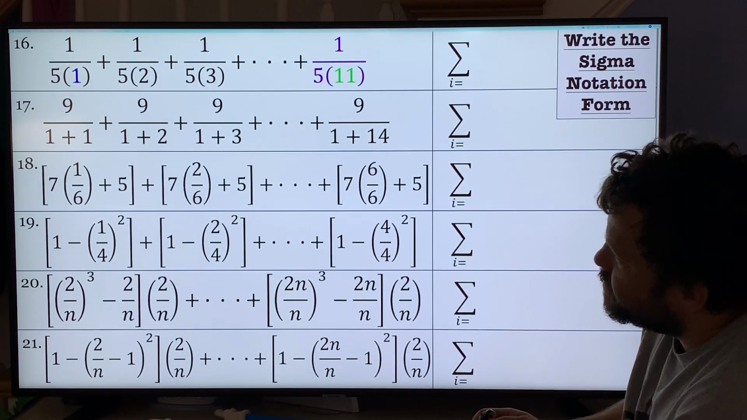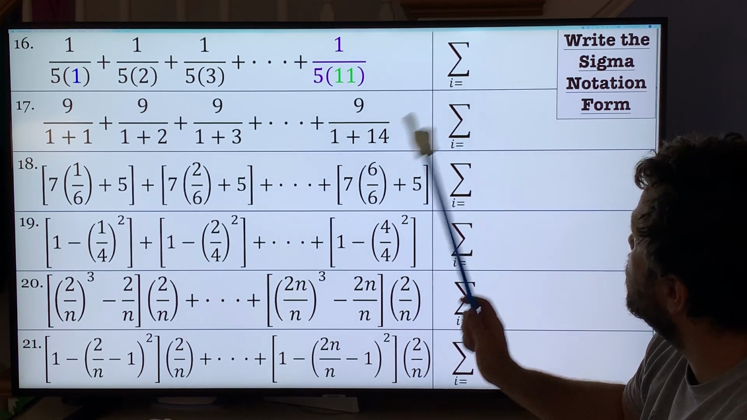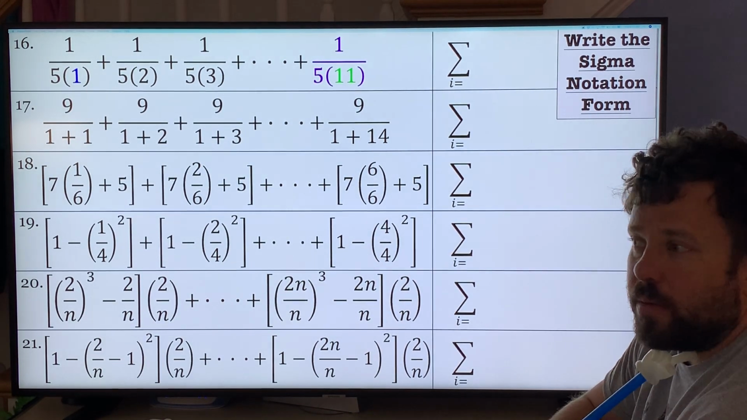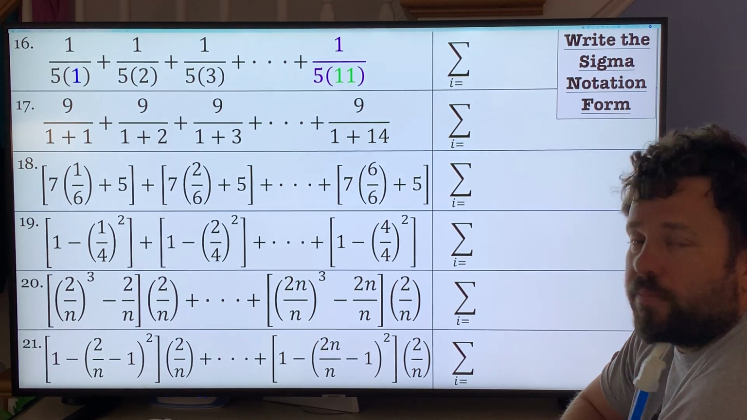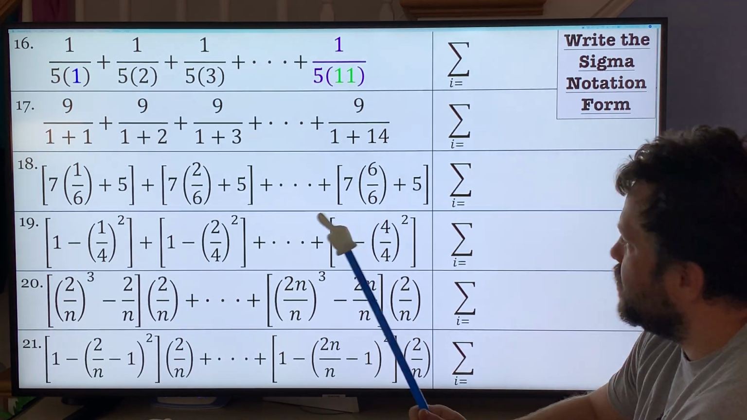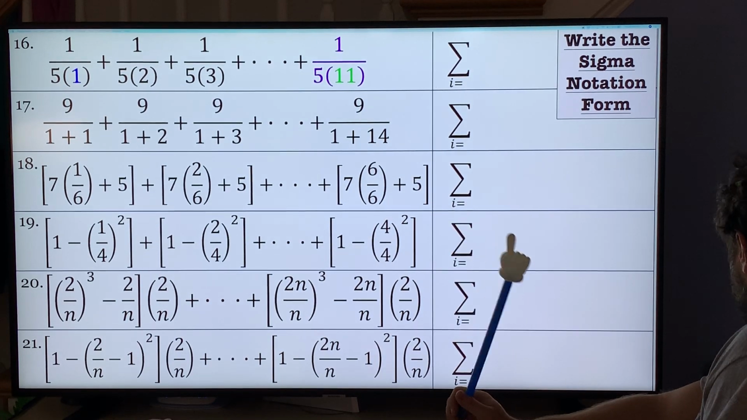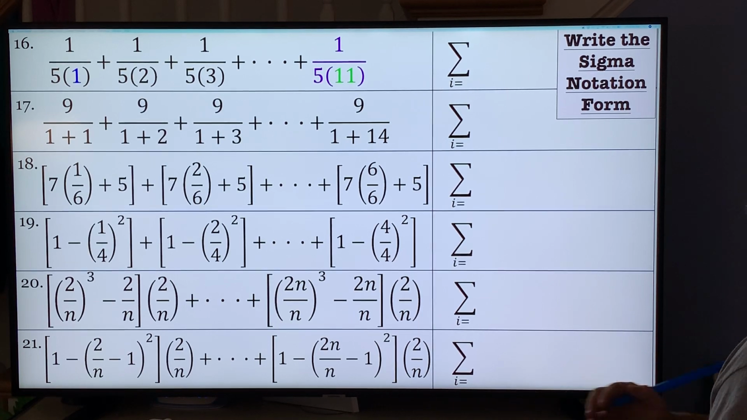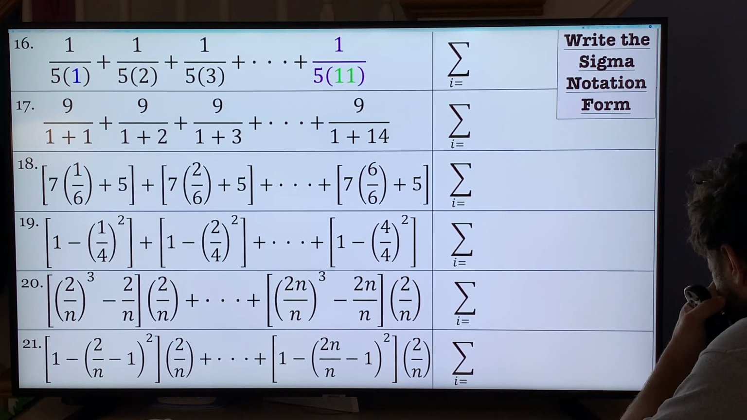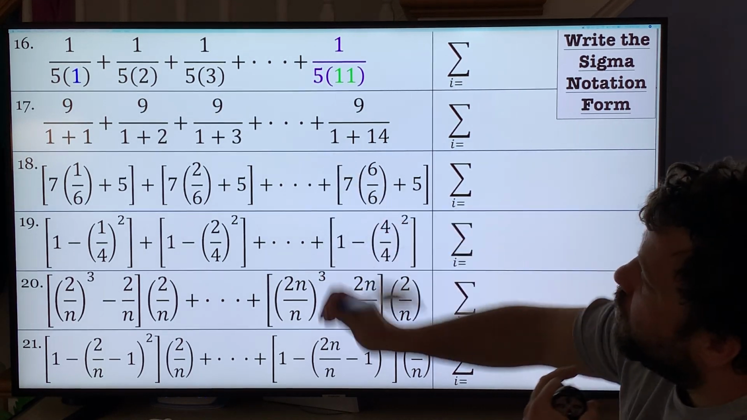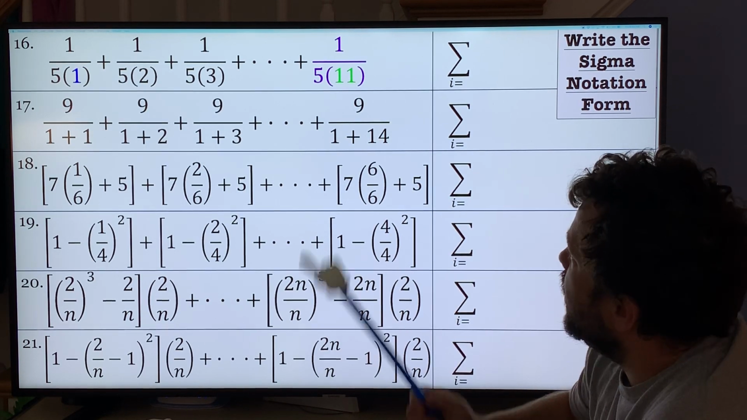All right. Now we're going to go backwards. Write the sigma notation form. Got it? All right. So, the way we're going to do this, fairly simple. What's my timer so far? We are going to figure out what the actual formula is.